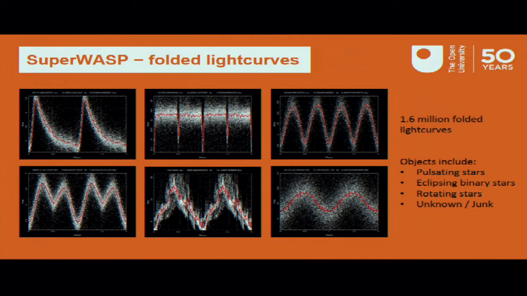And here's just 6 of those 1.6 million folded light curves, and you can see a variety of profiles, a variety of shapes. These correspond to things like pulsating stars, eclipsing binary stars, rotating stars, some of unknown type and some that may just be junk. Each of those light curves that I've done there is plotted over 2 cycles, repeated, just to help you see the variation that's going on.